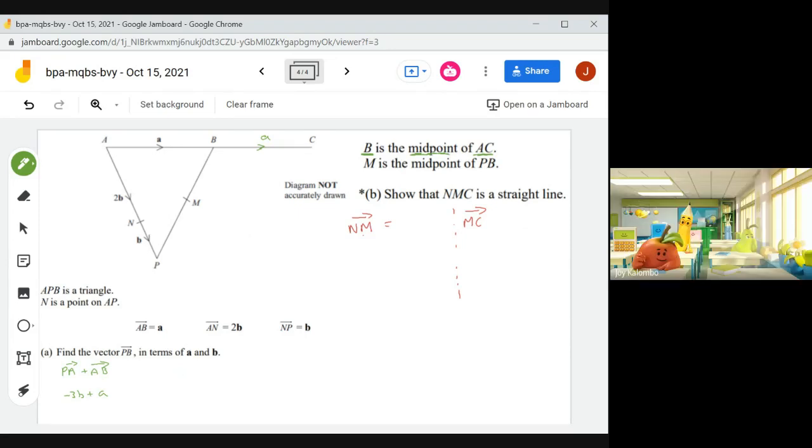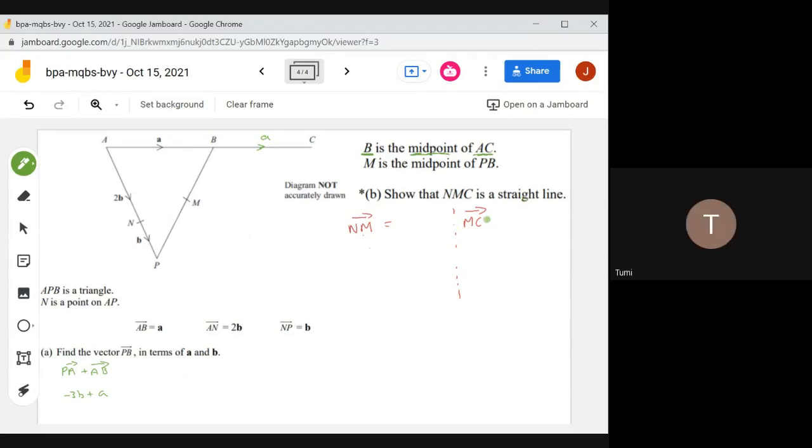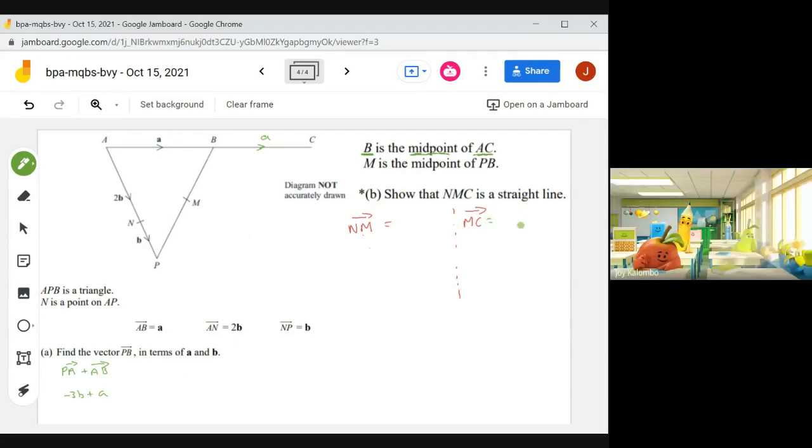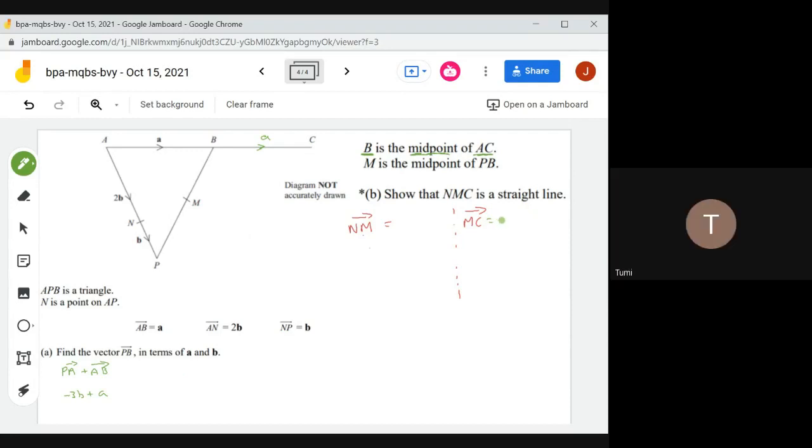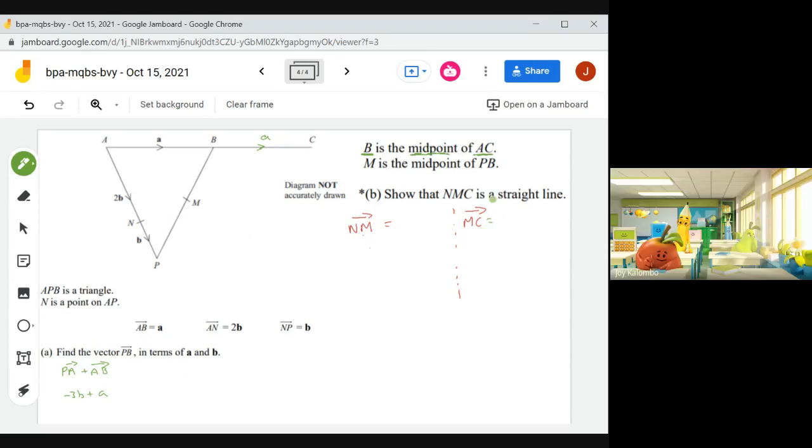Right. So first of all, did you work out NM? Oh, I wasn't working out NM. Okay, well, MC then. What did you get for MC? I haven't added it up here, but I just wrote minus 3 over 2 of B plus A over 2 plus A. Oh, yeah, that's good.